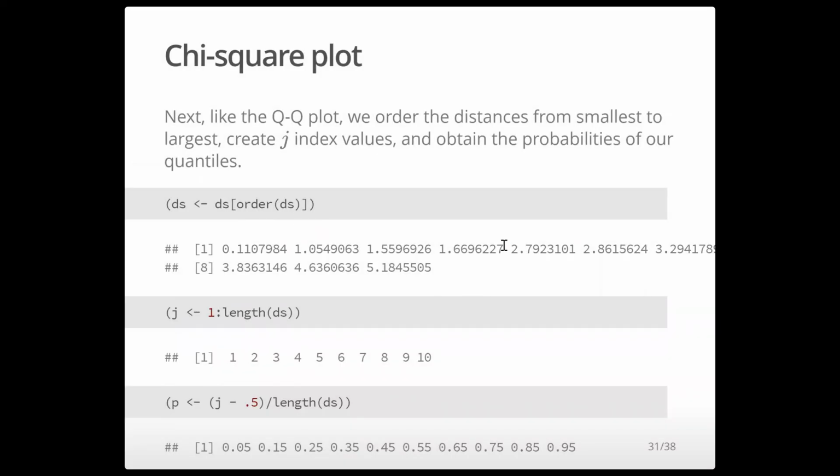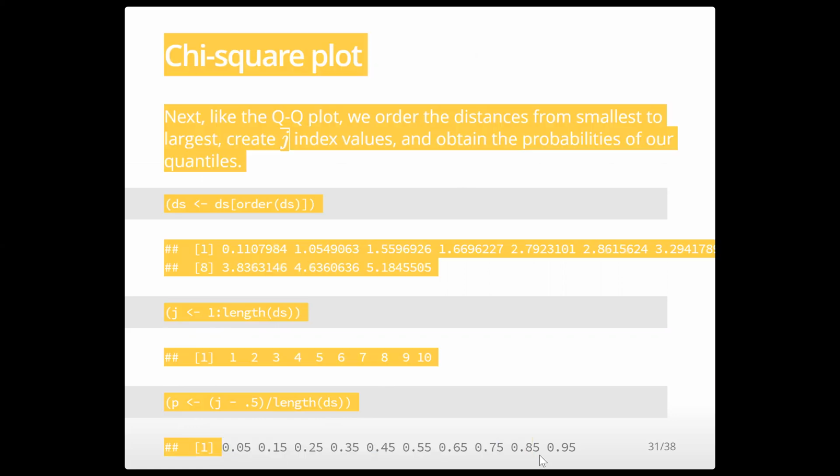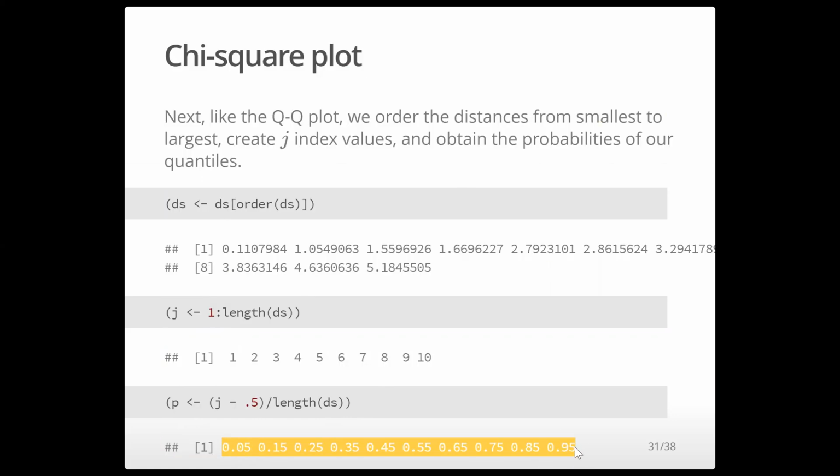So now we can proceed to get our chi-square plot. First we're going to put our distances in order the same way we did with our observations in the univariate case. We're going to create our index. So again, we have 10 observations, so we're going to go from 1 to 10. We're going to create our probability values. Again, it's because we have 10 observations. These are going to be exactly the same as we saw before.